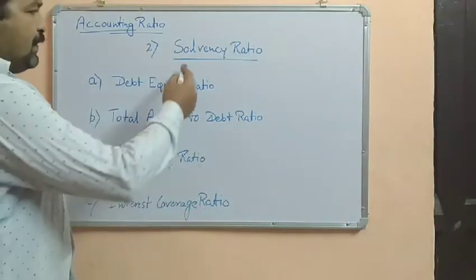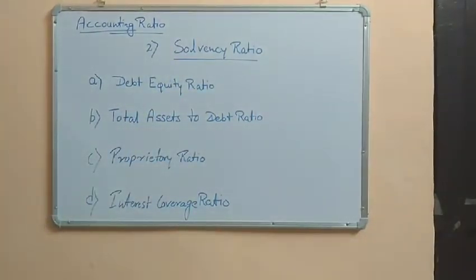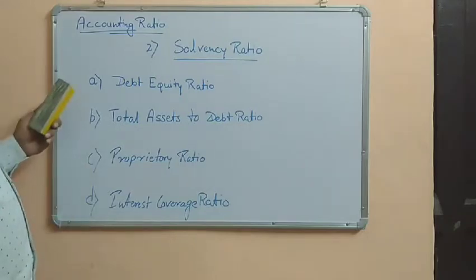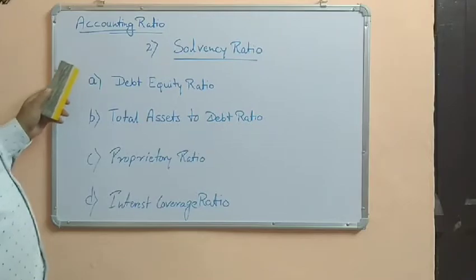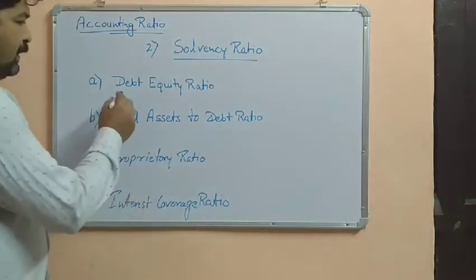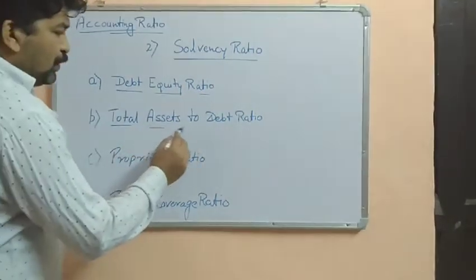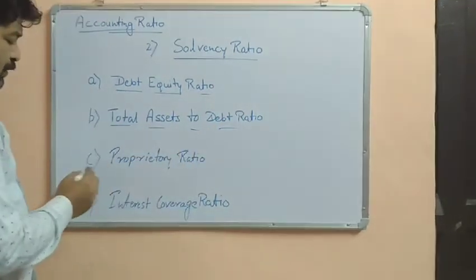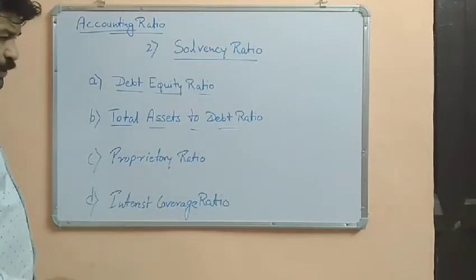What we have to study is solvency ratio. Solvency ratio is a type of ratio which counts for long term indebtedness, or the ability of any firm to pay long term liabilities. It consists of four ratios. Number one is the debt equity ratio. Number two is the total asset to debt ratio. Third is the proprietary ratio, and the fourth is the interest coverage ratio.